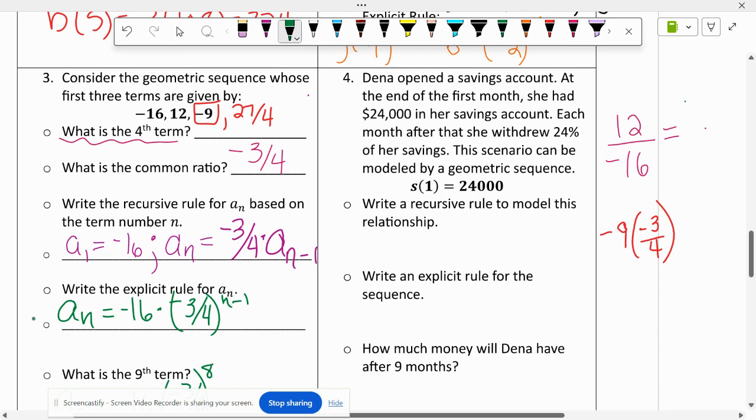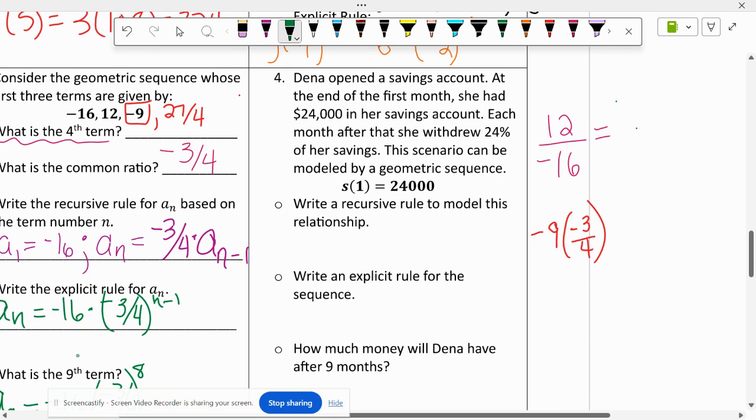I apologize. Okay. So it says Dina opened a savings account. At the end of the first month, she had $24,000. Each month after that, she withdrew 24%. This scenario can be modeled by a geometric sequence. So I want to remind you about percent of growth and percent decay. Because remember, this is exponential. This is exponential.